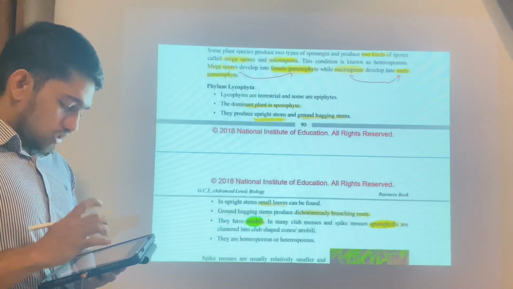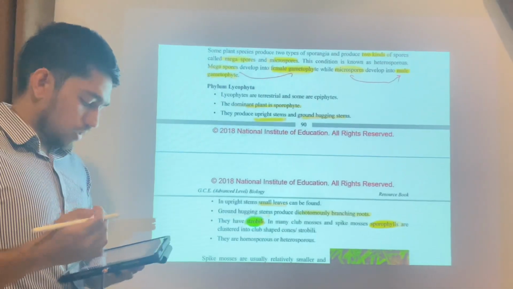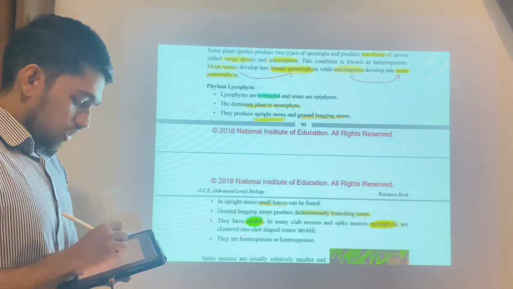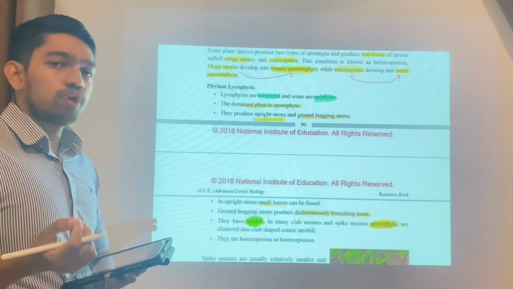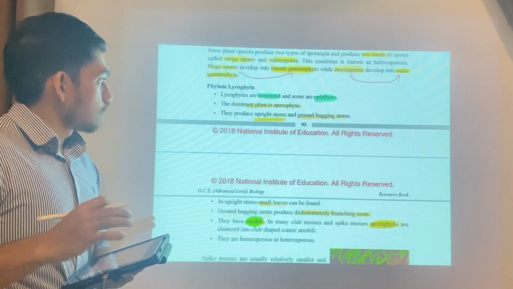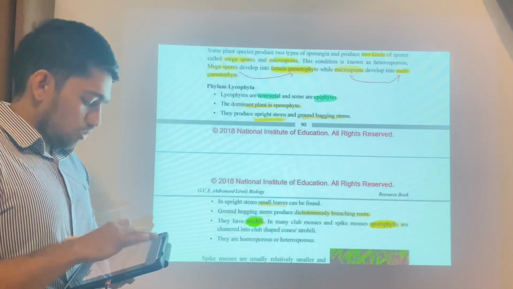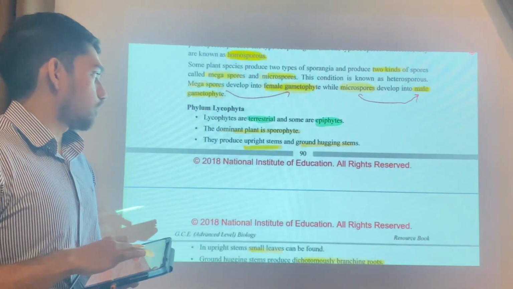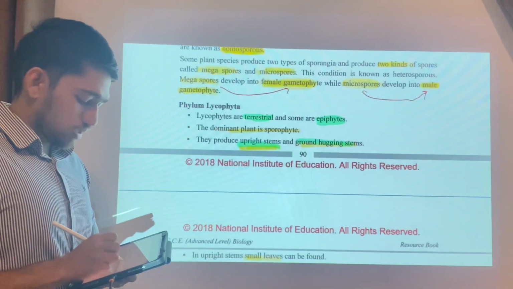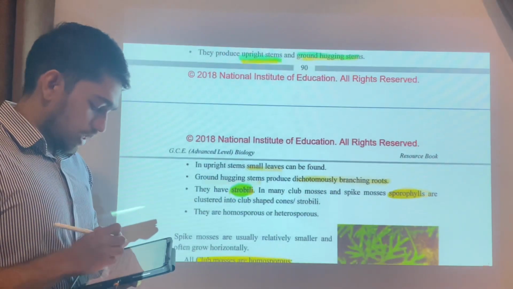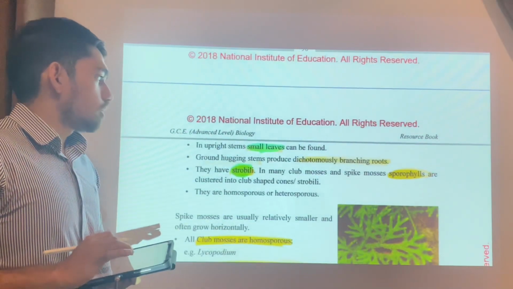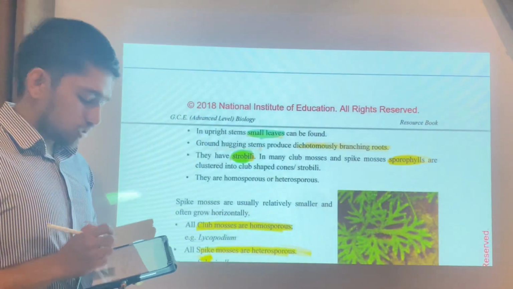Right. So there's a description about the plants that come under phylum Lycophyta. So lycophytes we consider as terrestrial, and some are epiphytes. Epiphytic plants grow away from the ground, usually on other trees. Right. So as the evolutionary trend, the dominant plant is your sporophyte. They produce both upright stems and ground hugging stems. Upright stems will have small leaves, and your ground hugging stems will give rise to dichotomously branching roots.